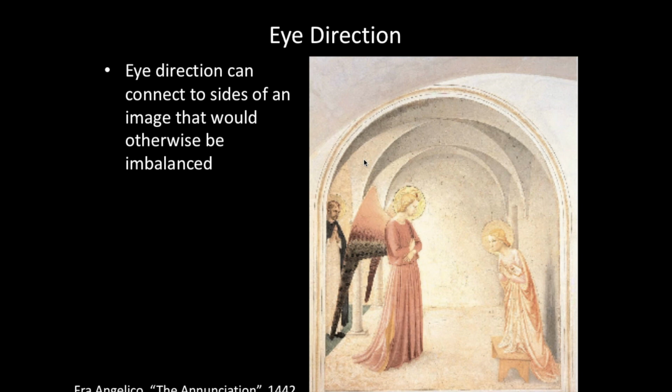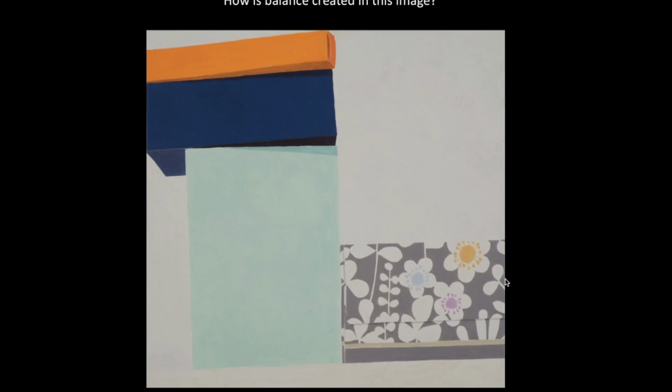Eye direction, and this is something you can do with photos if you want to stage people in your house, if they're willing to do it. So eye direction can connect sides of an image that would otherwise be imbalanced. So this side on the left has a lot more things going on than this side, but because the angel is looking at Mary, after we look here, our eyes look at each side equally.